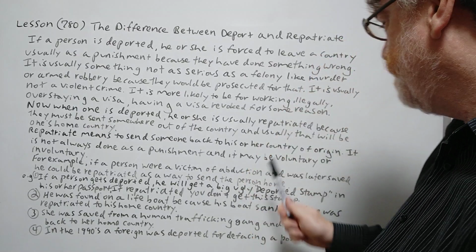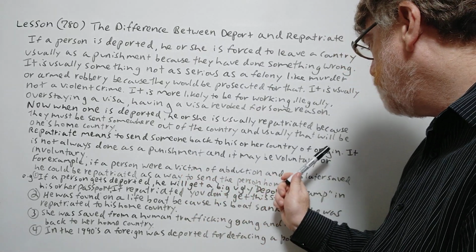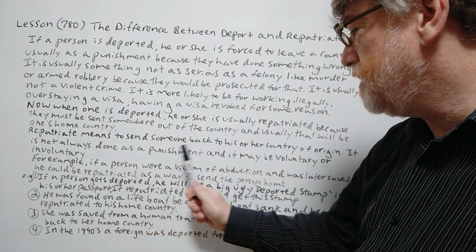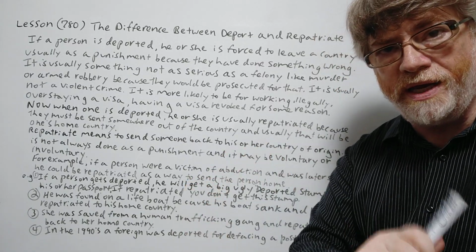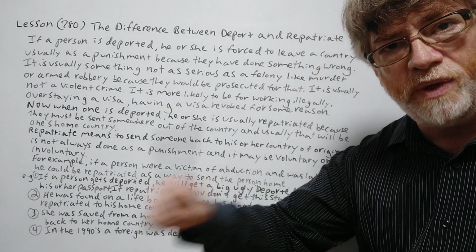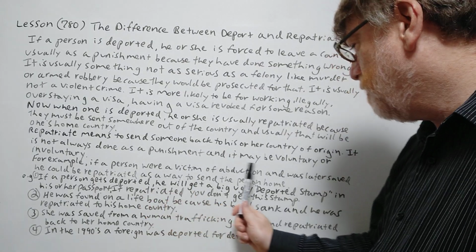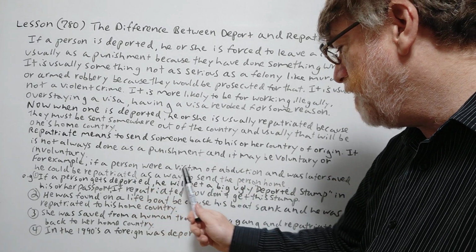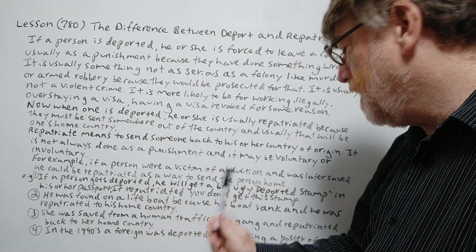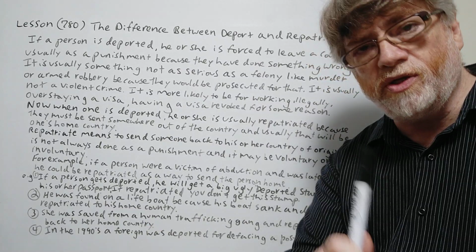So let's go on. Okay, good. Repatriate means to send someone back to his country of origin. It is not always done as a punishment, and it may be voluntary or involuntary. So voluntary means they willingly do it or not willingly. For example, if a person were a victim of abduction and was later saved, he would be repatriated as a way to send the person home. Okay. And we got 4 examples here to show just how it's used.